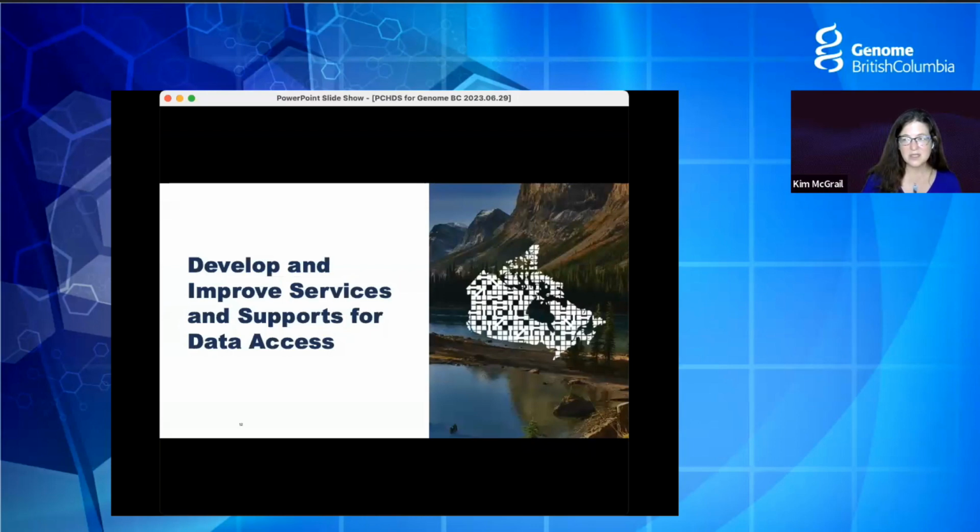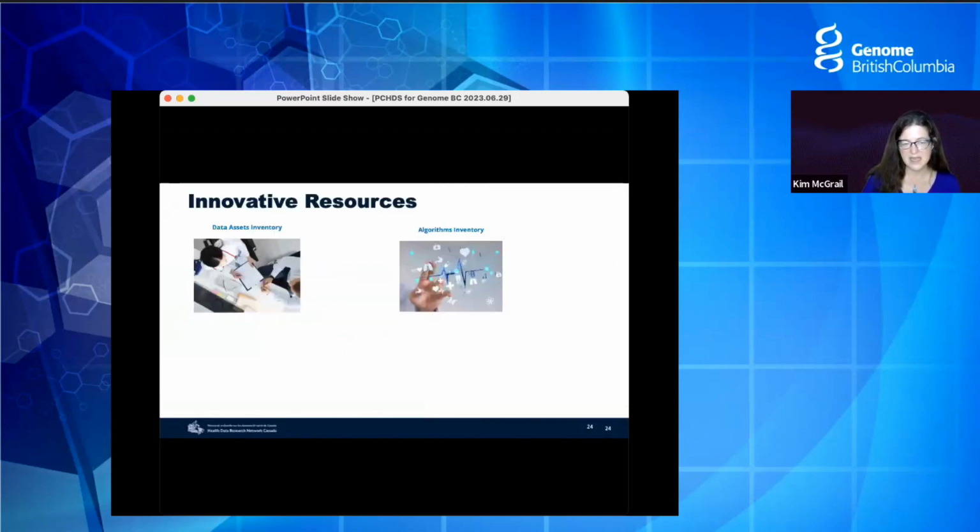I'm just going to run really quickly through each of those and how we're responding and providing things that we are hoping and believe will help for this. So the first of those objectives is developing and improving services and supports for data access.